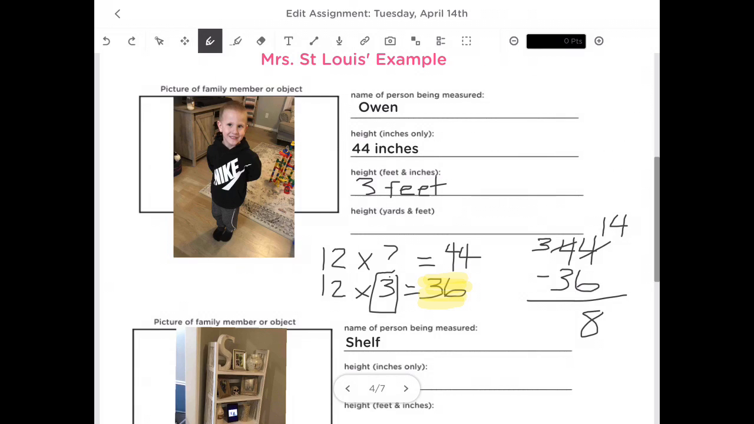And I'm going to have 8. So this remainder here is going to be my inches. So Owen is 3 feet and 8 inches. Okay? So now you're going to convert it from your feet. So now you have 3 feet and 8 inches.